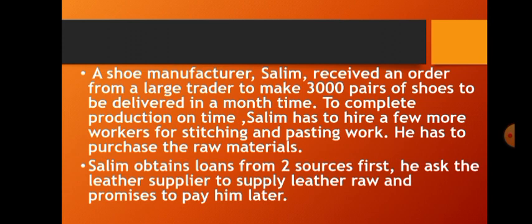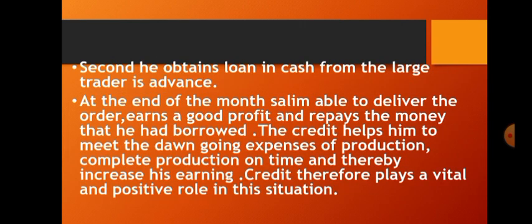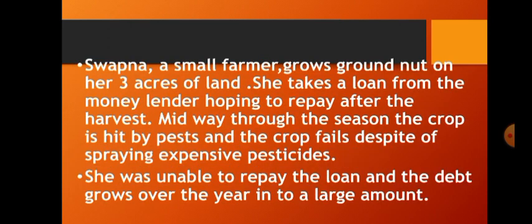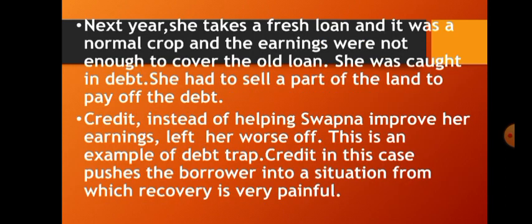So here we can see the story that is there in your textbook. Story of Salim. Salim's story is a positive case. Credit helped him a lot to recover from his loans. Another case we can see is Swapna's case. What happened to Swapna? She was a small farmer. She was unable to repay the loan and the debt grew over the years into a large amount. So, credit instead of helping Swapna improve her earning left her worse off. This is an example of a debt trap. Credit played a negative role in Swapna's case.